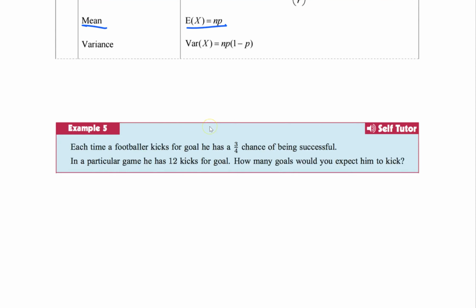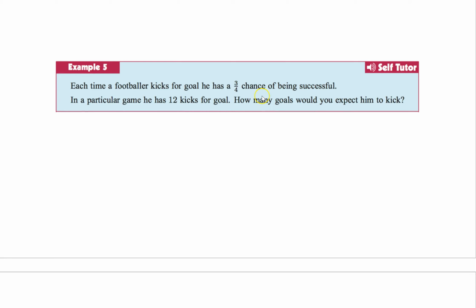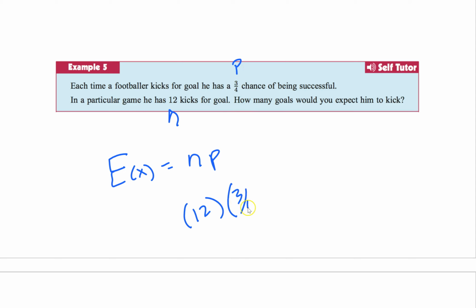Now let's do an example. Each time a footballer kicks for a goal, he has a 3/4 chance of being successful. That sounds like a probability. In a particular game, he has 12 kicks on goal. So that's the number of kicks I have on goal. How many goals do we expect him to kick? So again, same idea. My expected value, here's a symbol for it. There's 2 formulas really, but I don't have a table. All I have is 2 numbers. So it's n times p. Just the number of times he's going to kick it times the probability he makes it every single time. You get 36 over 4, or 9.